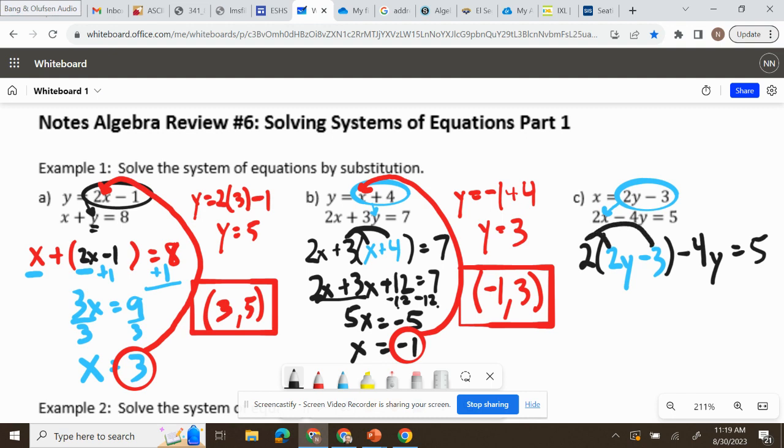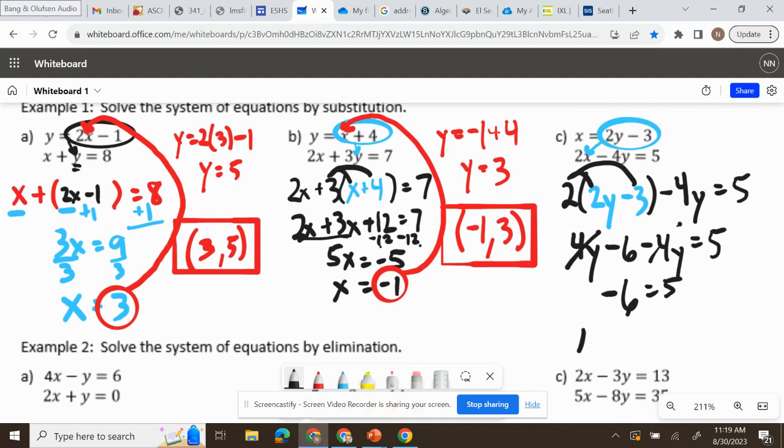And we're going to distribute the 2 to each of the terms. And that gives us 4y minus 6 minus 4y equals 5. And what we notice here is it's a little bit different than the other two because the y's cancel. And what we're left with is negative 6 equals 5. Now we know negative 6 doesn't equal 5, so our answer to this one is no solution.